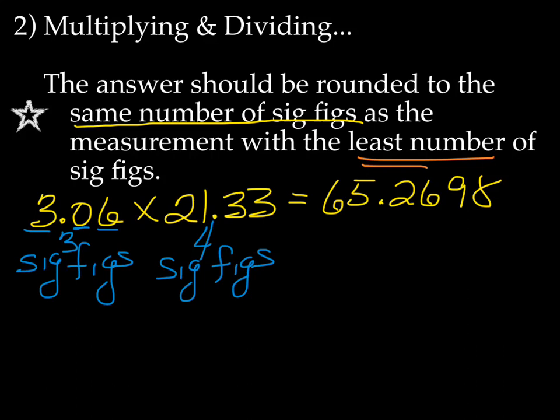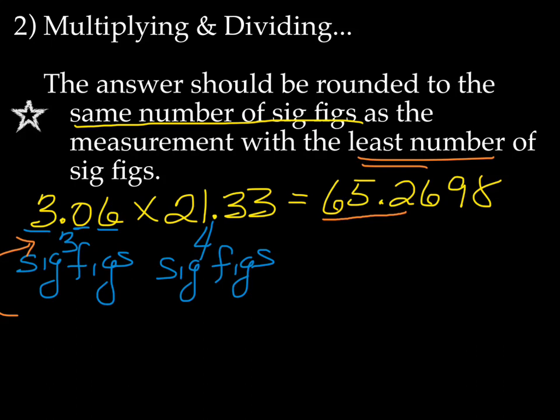All right, so now we know the number of sig figs in the original problem, 3 and 4. So how many sig figs should the answer have? Well, the answer should be rounded to the same number of sig figs as the measurement with the least number of sig figs. That means our answer should have 3 sig figs, which means we're going to keep the first 3 numbers, which means we've got to do some rounding.